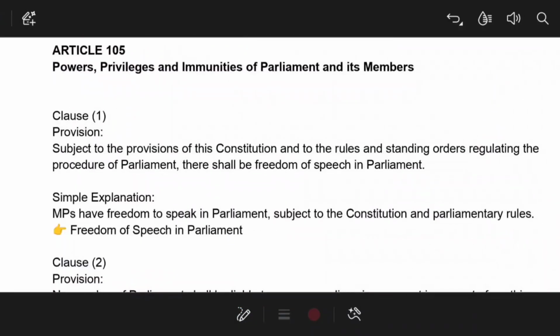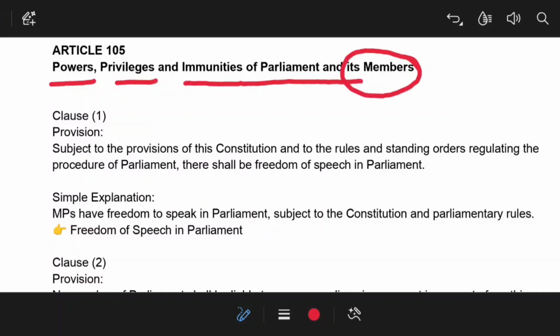And the last article for today, and the most important one, is continuously in the news, right? This article is about the powers, privileges and immunities of the parliament and its members. Parliament means collectively and members means individually. So there are certain privileges and powers given to the parliament collectively. That means whatever is discussed in the parliament should not be challenged in any court of law. That is a collective power of the parliament, right? And also individual members as well.